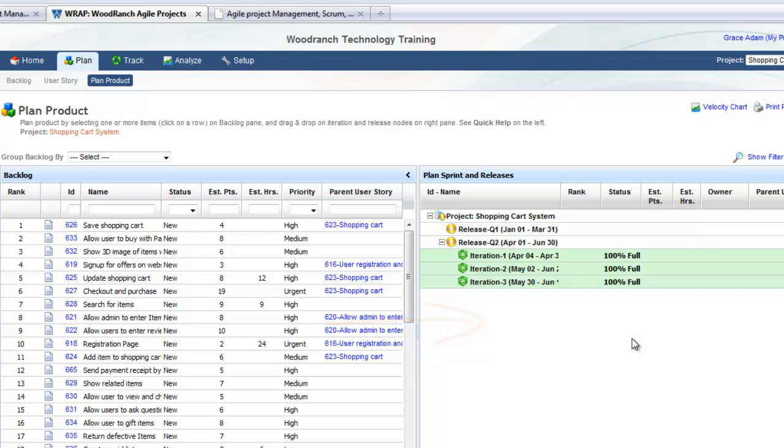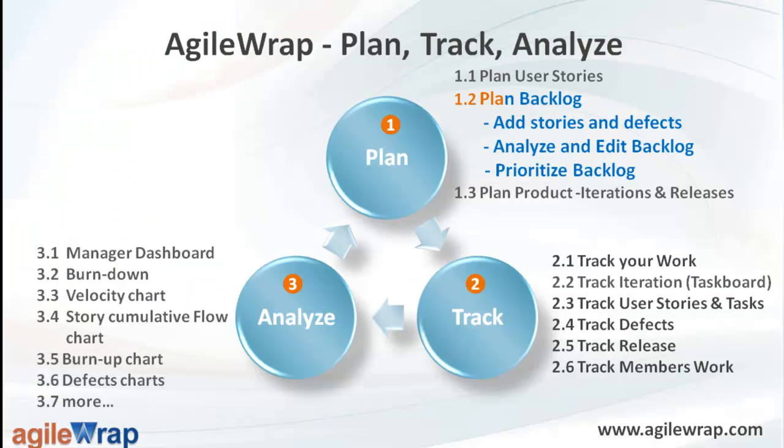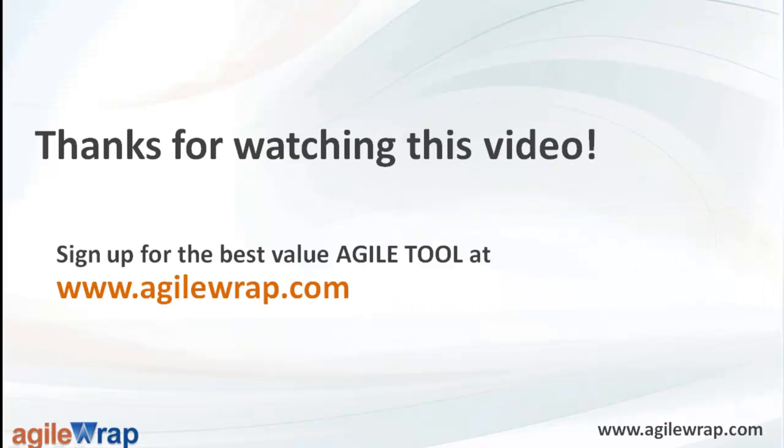This concludes backlog planning video. We saw that we can easily add user stories and defects to the backlog. We can also analyze, edit, and prioritize the backlog. Next, watch Plan Product video to learn planning of iterations and release in AgileWrap.